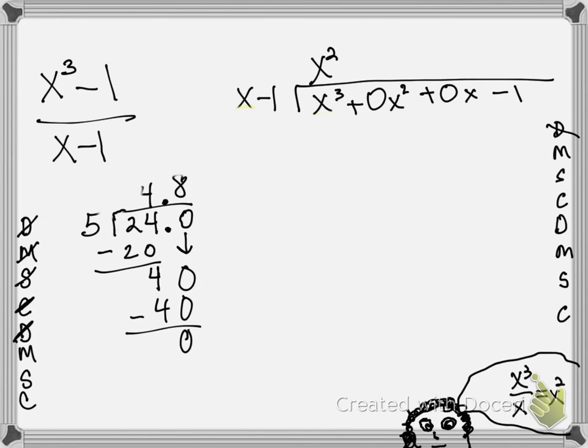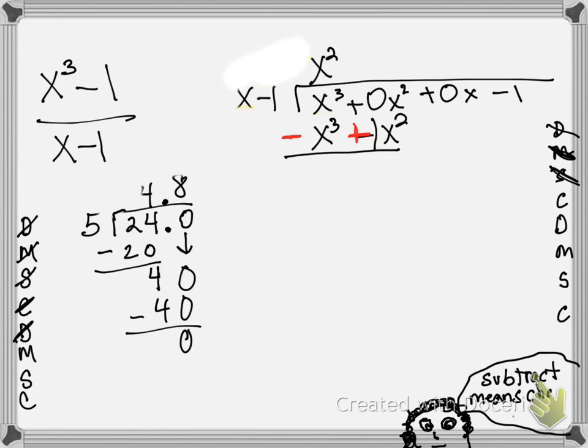Now we're going to multiply. X squared times x is x cubed, but we have to also multiply the negative 1. Negative 1 times x squared is negative 1x squared. You can think of it as negative x squared. Now, instead of subtracting, we can think of it as distributing that subtract, which means changing the signs and adding. So when we add, those first terms will cancel, and we'll get x squared. We'll bring down our 0x.